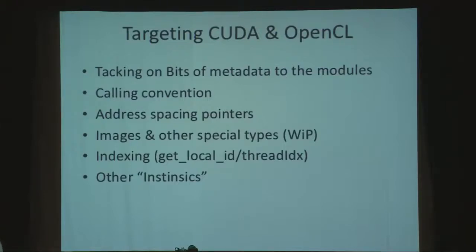There's a bunch of special types, so images, pipes, and then a bunch of intrinsics. For example, for getting what index I am when I'm trying to get data from memory. The intrinsics is in quotes because OpenCL's ones are currently sort of magic, by which I mean instead of being normal LLVM intrinsics, they're mangled like C++ Itanium with some weird extensions, for I don't know why.